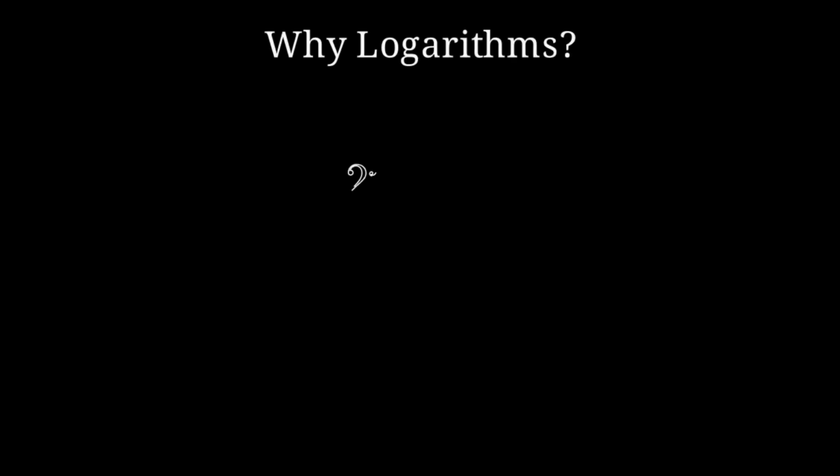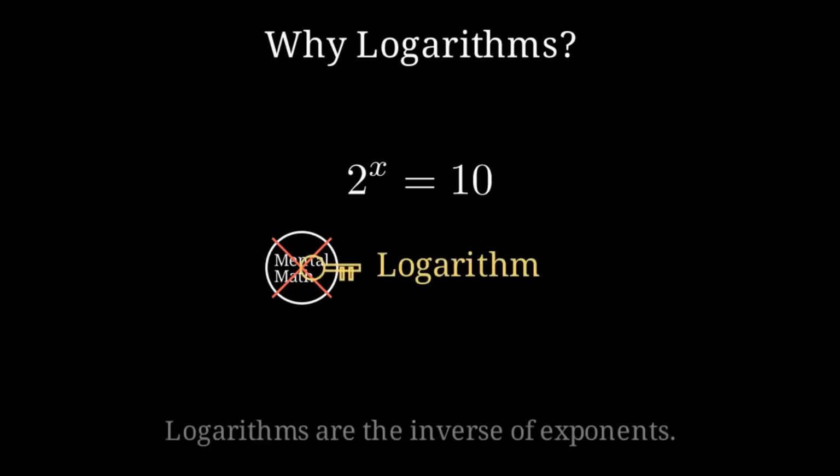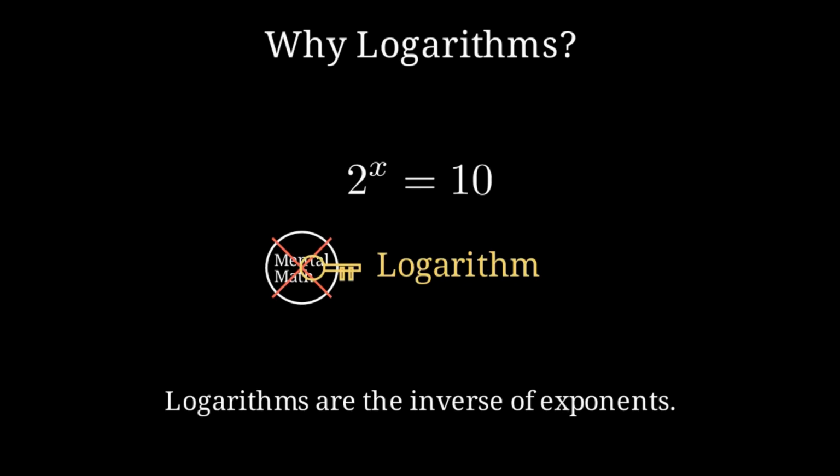When the bases don't match perfectly, like 2 raised to a power equaling 10, we can't just guess the answer. We need a mathematical tool that undoes the exponentiation. That tool is the logarithm, which brings the variable down to earth.